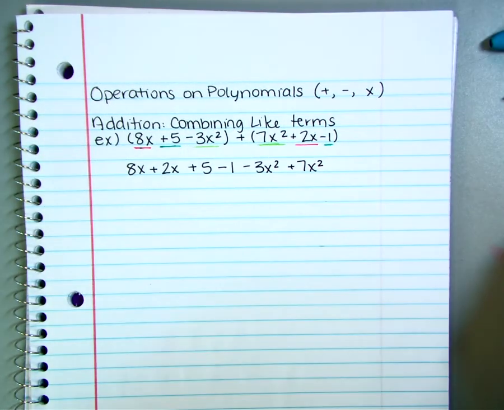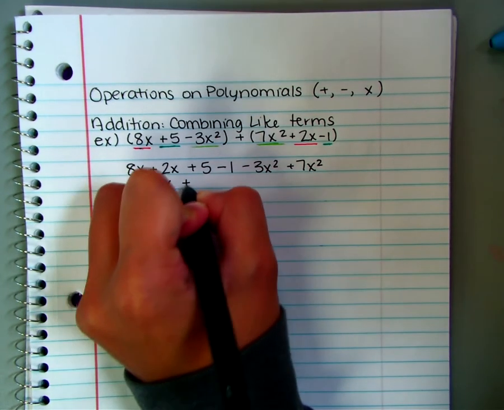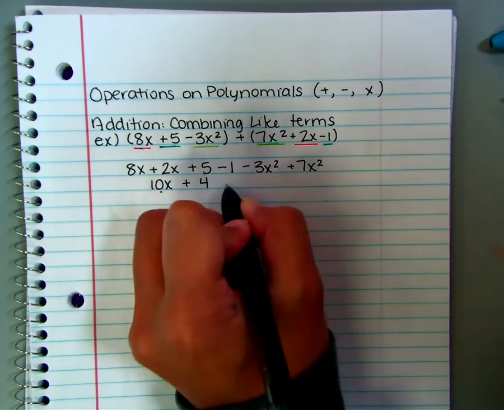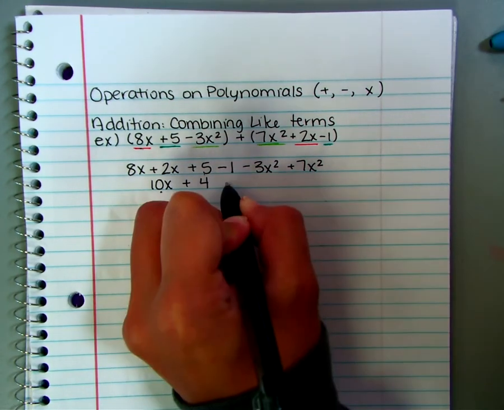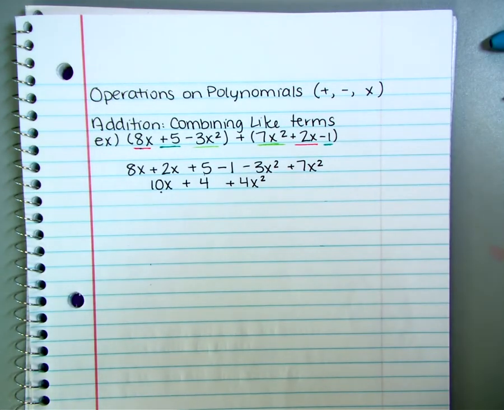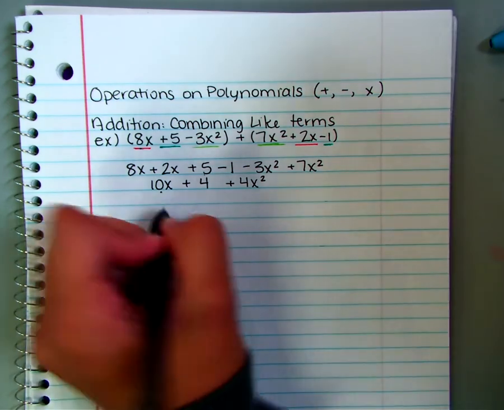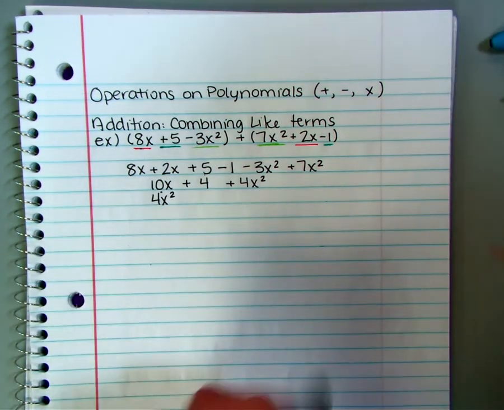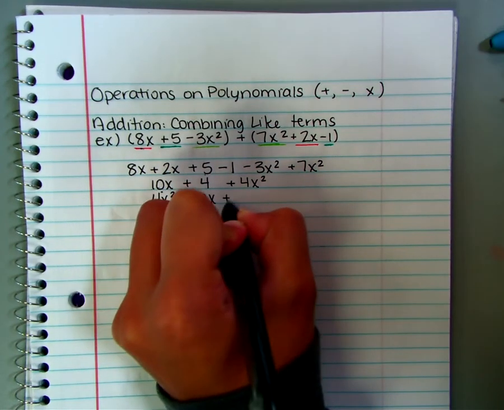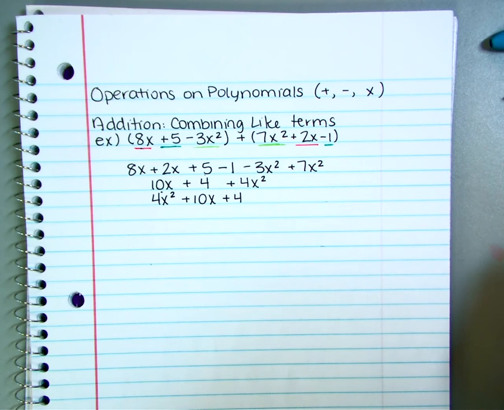And so now I'm just going to combine like terms. I'm going to add the coefficients, and then we'll be done. So 8x plus 2x is 10x, 5 minus 1 is 4, and a negative 3x squared plus 7x squared is a positive 4x squared. We do want to practice writing it in descending order, just to help us prepare for factoring later. And so it doesn't change the answer really. Technically, this last step is correct, but we want to get in the habit of making sure everything is in descending order. So that would be my final answer there, 4x squared plus 10x plus 4.